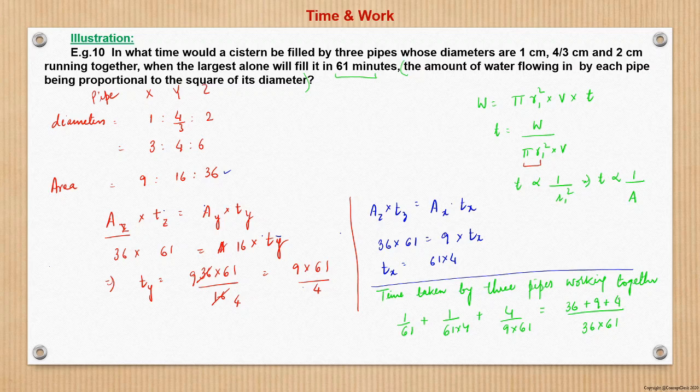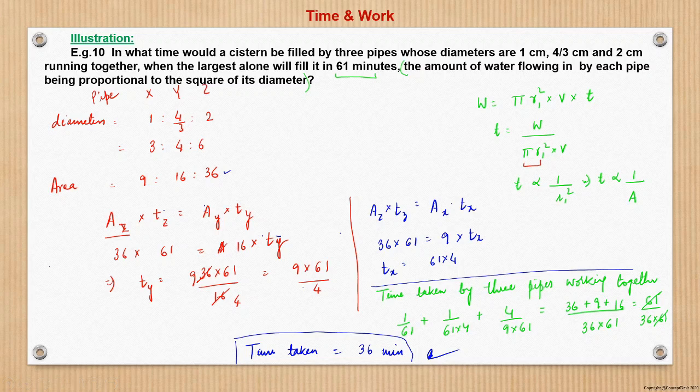This is 4 into 4, which is 16. So this becomes 61 by 36 into 61. So time taken would be the reverse of that. So 61 will get cancelled here. So time taken would be 36 minutes. This is the answer. Right.